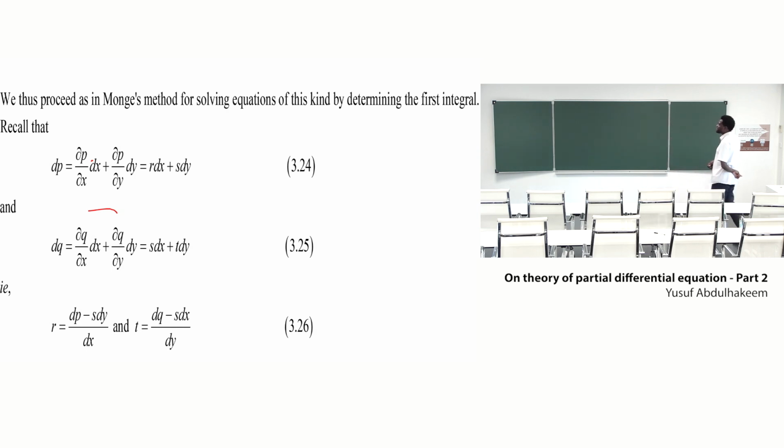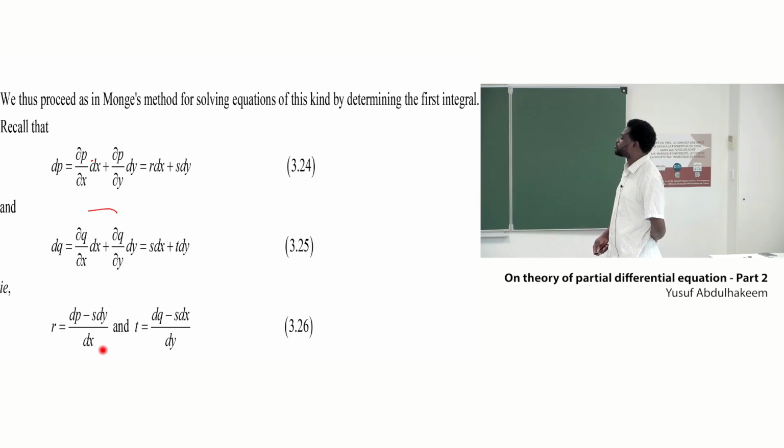We recall that dp, just as we said earlier, we can still remember this equation, dp is equal to ∂p/∂x dx plus ∂p/∂y dy, that is by taking the total derivative of p with respect to x and with respect to y. The same thing, we take that of q with respect to x and with respect to y, and we are going to obtain this equation. By the time we reduce this, we divide through by this, we also divide through by this, we are going to have our r equal to this, and t equal to what we have here.